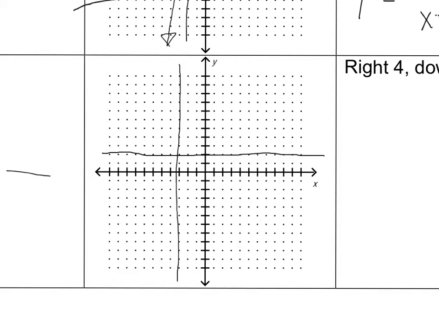Now, since this is a negative function, your asymptotes will be in 2 and 4 rather than 1 and 3. So you draw them like this. And the reason they are in quadrants 2 and 4 is because when x goes negative, y goes up. A negative times a positive is a negative. When x is positive in the fourth quadrant, y goes down. Positive times negative equals negative.